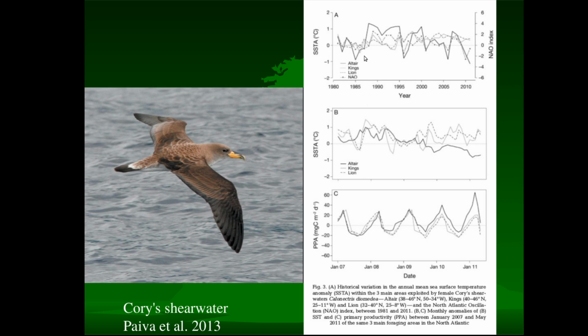All right, so you can see that there's a lot of variation from year to year in sea surface temperature in different foraging areas. And from 2007 to 2011, we can see seasonal variation in primary productivity and also a lot of variation in sea surface temperature in different areas, some seasonal and some just annual variation that's difficult to predict.